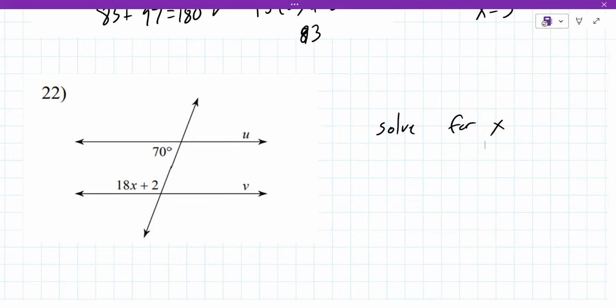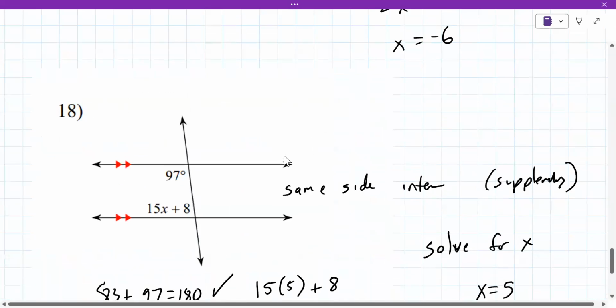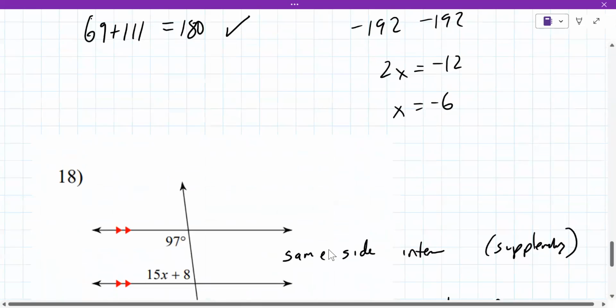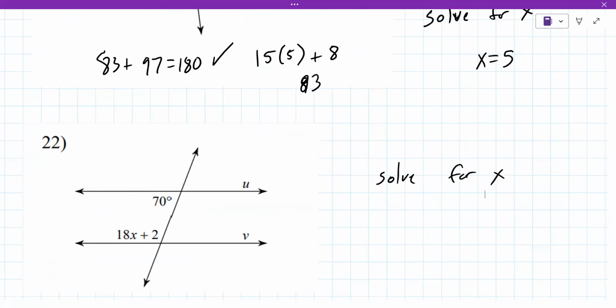Wait, what's the trick again to see if it equals 180 or 90? These are all the 3 problems we've done, including this new one. They're all same side interior. Okay, so 180. Same side interior. They add up to 180.